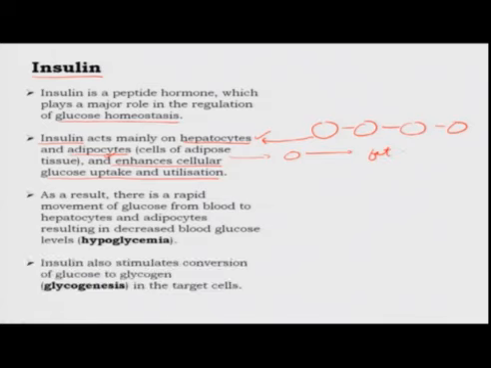As a result, there is a rapid movement of glucose from the blood to the hepatocytes and adipocytes, and the end result of it is hypoglycemia, or decrease in the blood glucose level. Therefore, this is a hypoglycemic hormone. It decreases the blood levels, and insulin also stimulates the conversion of glucose to glycogen, which, as I said, in the hepatocytes is glycogenesis, or production of glycogen.